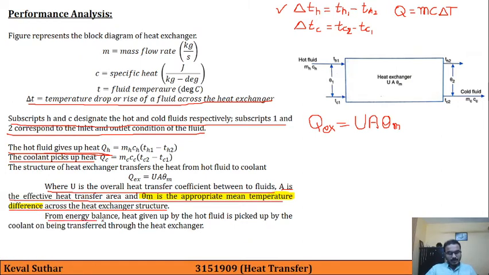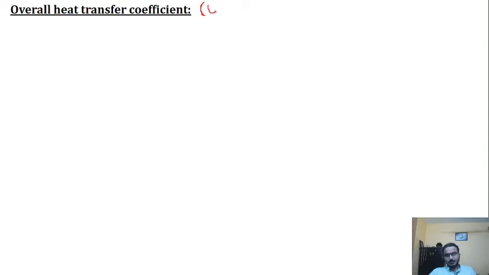From the energy balance, the heat given up by the hot fluid is picked up by the coolant on being transferred through the heat exchanger. So QH is equal to QC is equal to Q exchanger. And now we will discuss the one term that we saw in the previous slide, that is U.